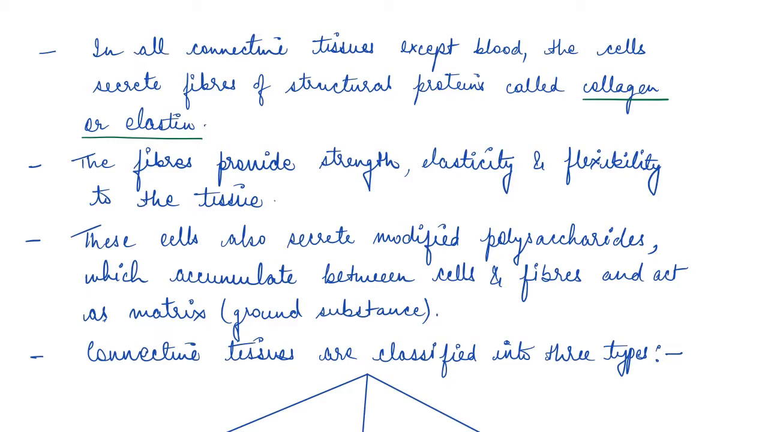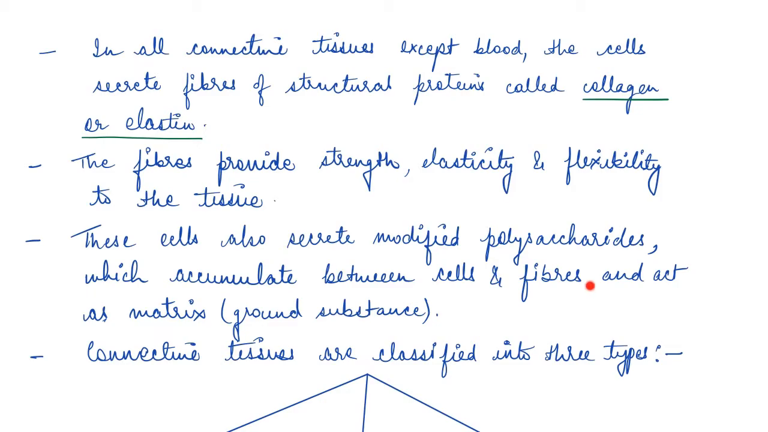The second thing is that they secrete polysaccharides. These polysaccharides accumulate between the cell and the fibers that they secrete, and basically these polysaccharides act as the ground substance. It acts as the matrix in between the cell and the fibers. So connective tissue secrete two things, fibers and polysaccharides.